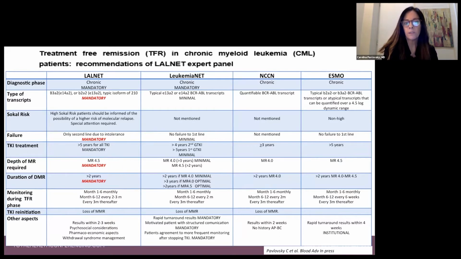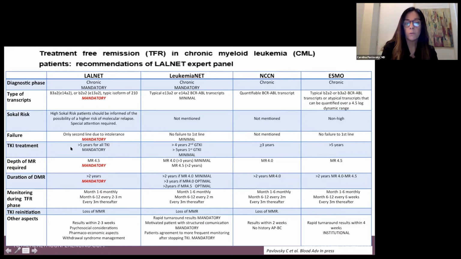And we consider, for example, mandatory to have the transcript type, where Leukemia Net says that's a minimal requisition. Another thing that is not mentioned in the Leukemia Net guidelines is the SOKAL score. We consider that high SOKAL score risk patients should be informed of the possibility of a higher risk of molecular relapse. So we in Latin America need special attention to this population.